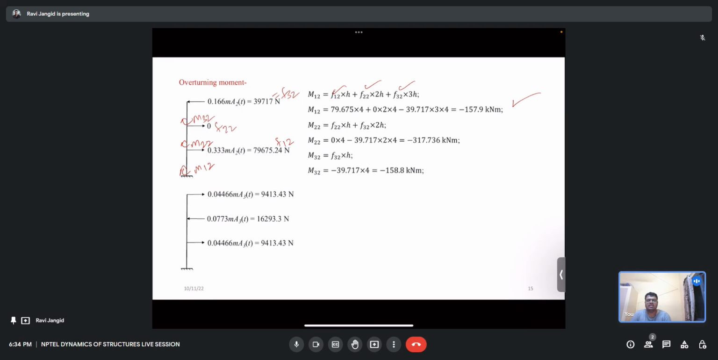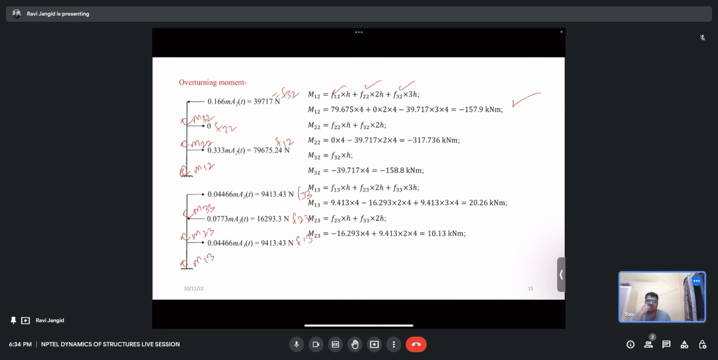Similarly for the third one, that is your F33, F23, F13, and this moment is M33, M23, and M13. So you can calculate M13, M23, and M33 here. This way you can calculate the overturning moments.